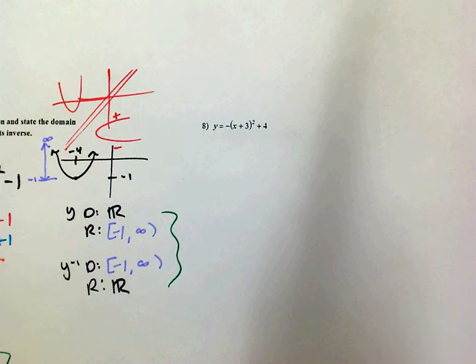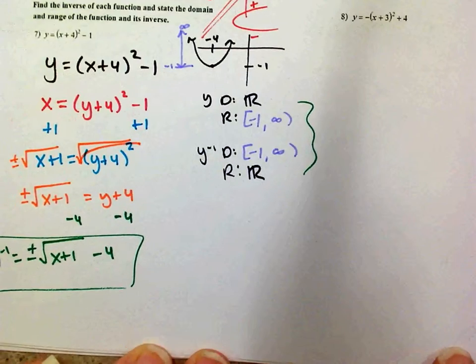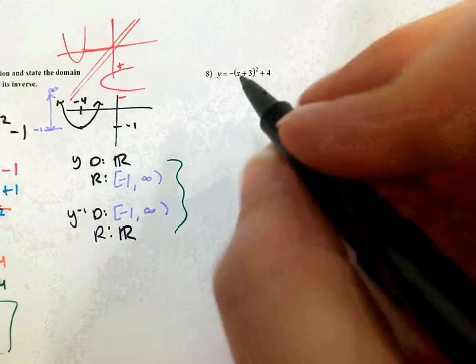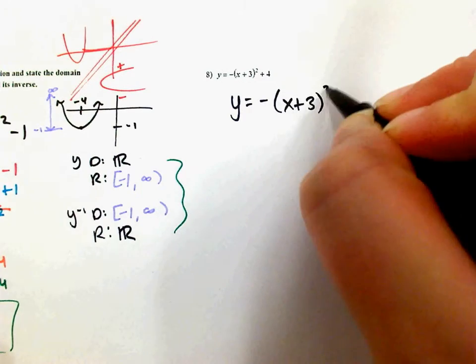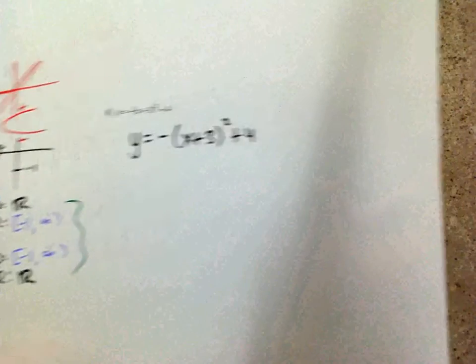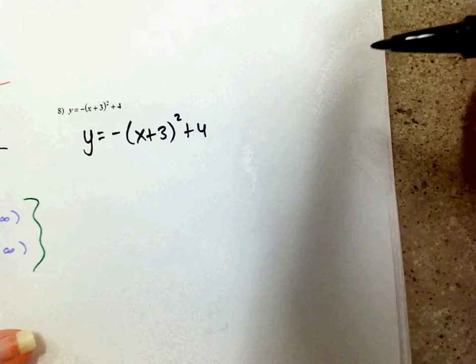Now on number 8, I've got y equals negative (x plus 3) squared plus 4. So again, I want to start out with just thinking about the parent problem. That problem is shifted to the left 3 and up 4.